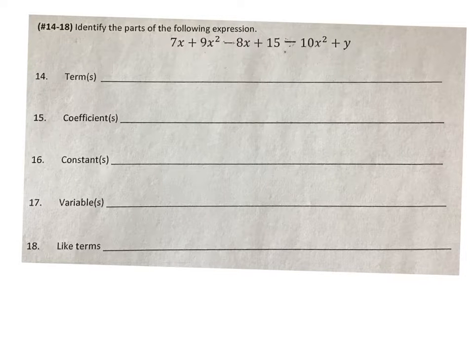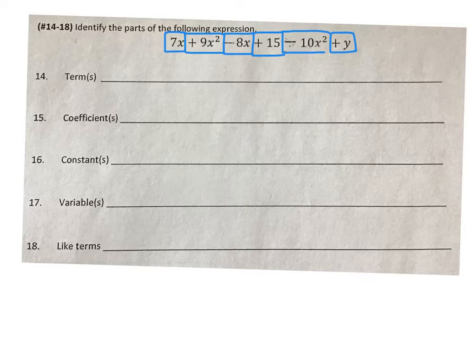Okay, for 14 through 18, we are just identifying the different parts of the expression. So the first thing I would want to do is to go ahead and box my terms just so they're a little easier to find. So start at the back. Remember, box all the way through the sign. So this is becoming a plus or a positive y. This is a negative 10x squared, a positive 15, negative 8x, positive 9x squared, and a 7x.